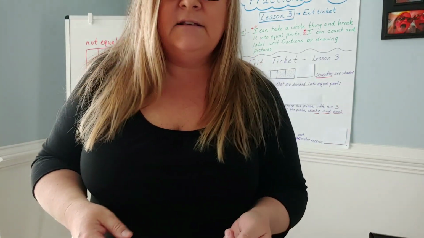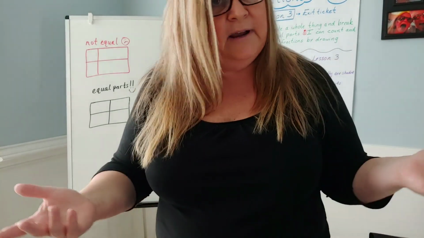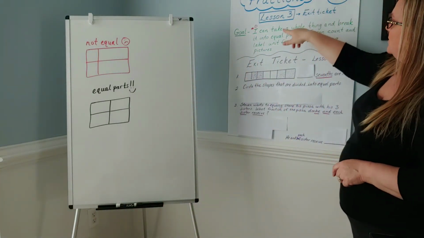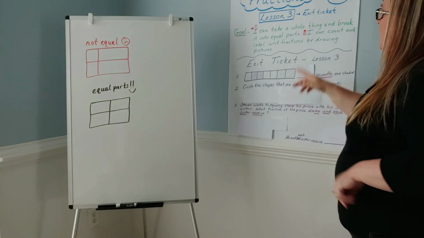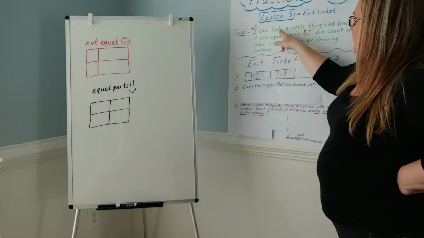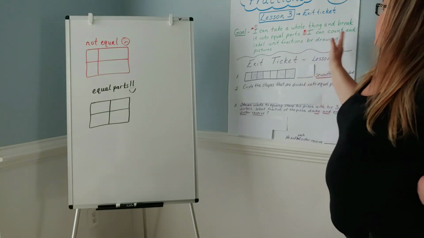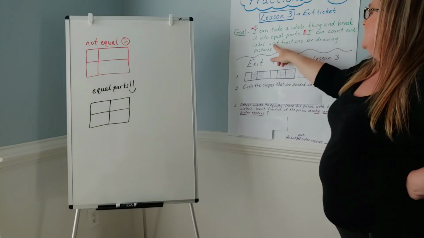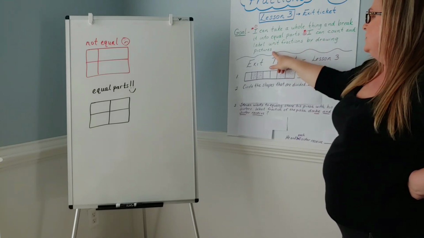Before I do that, it's always important to go over our goal and what we're trying to learn today. So over here, Mrs. Bergotti wrote our goal. Here's fractions, lesson 3 exit ticket. It looks like we have 2 things we have to try to do today. One, I can take a whole thing and break it into equal parts. And 2, I can count and label the unit fractions by drawing pictures.